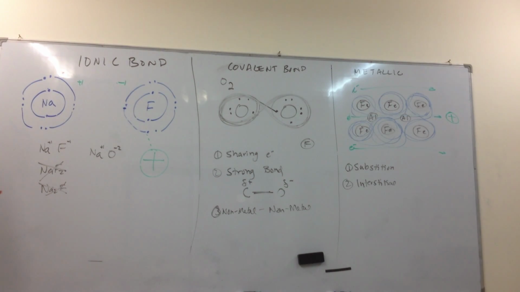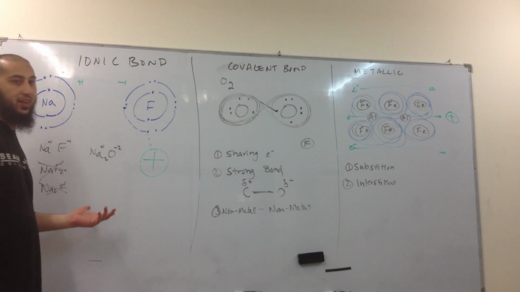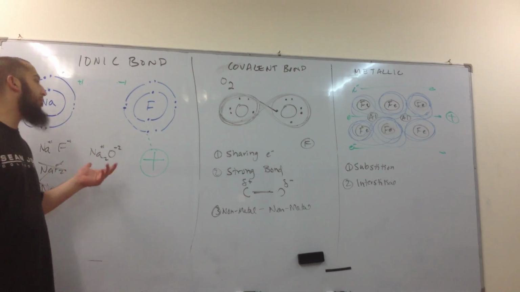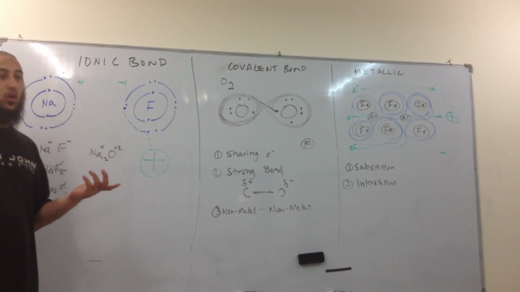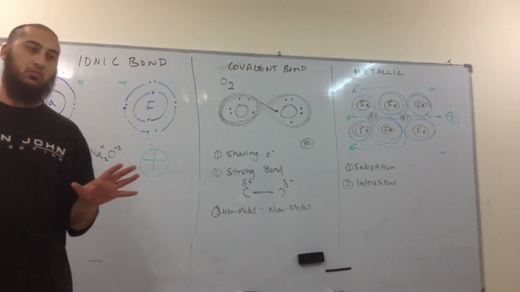Did you guys learn how to name that thing? So what should this be? Na2O. Can it be anything else? No. So when you name ionic things in ionic bonds, or something that's plus and minus, you don't need to mention how many there are.